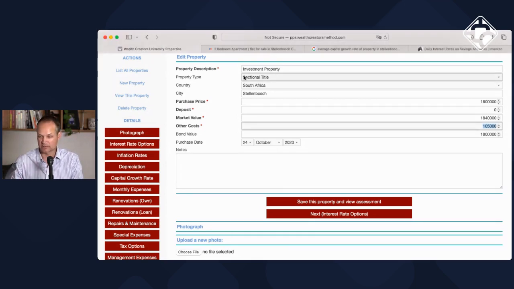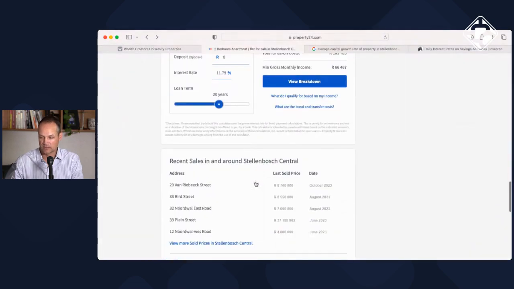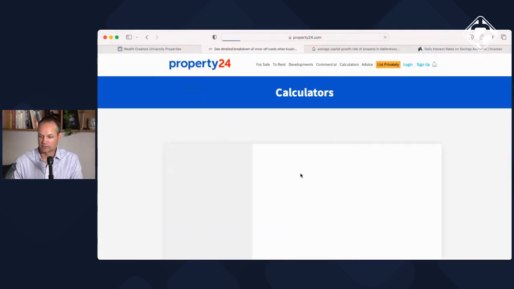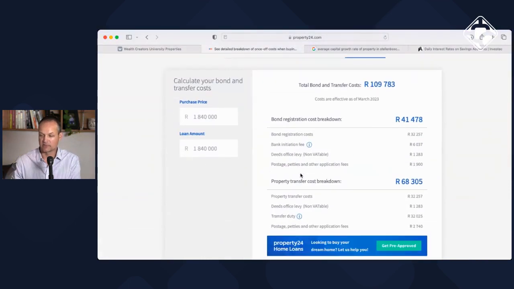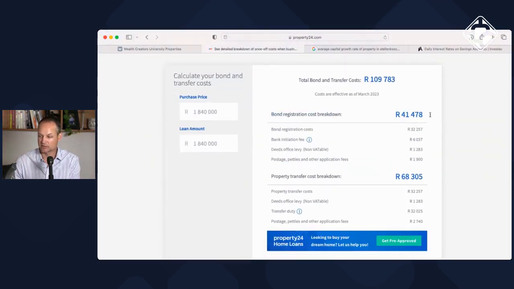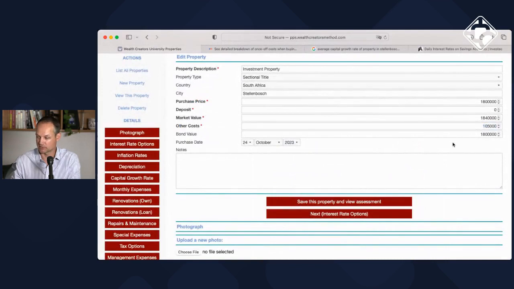So just going back to that Property24 calculation right at the bottom, what are the bond and transfer costs? There it gives you the very nice breakdown. So the bond registration breakdown is about 41,000 rand. That's just a guideline. There are specific guidelines that the lawyers need to stay within certain bands, but 41,000 rand would be the amount that it would cost to register a new bond on this property, and then 68,000 rand would be the cost to transfer the property onto your name. So we have those figures, so we're going to put that in. I slightly reduced the 109 to 105, knowing that I would only offer 1.8 million.